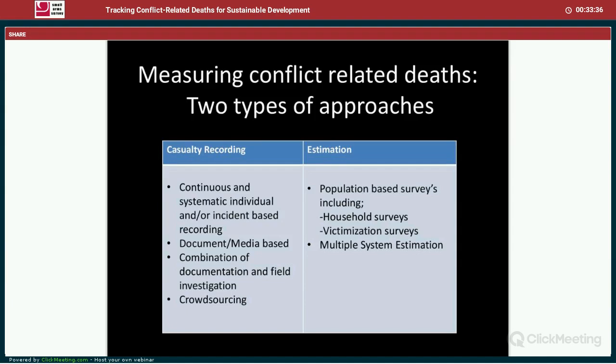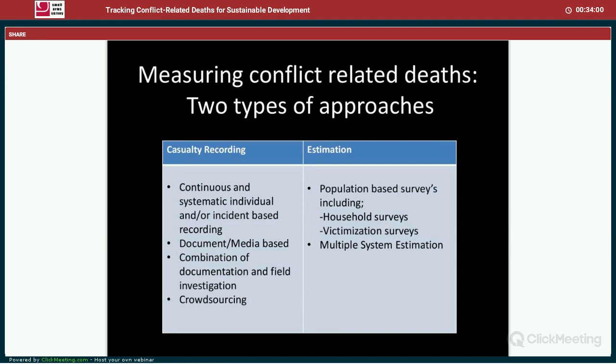Just to be clear on what we're talking about, casualty recording is what UCDP does. It's document-based, it could be investigation-based, and I've also included crowdsourcing because it was used by OHCHR at the beginning of the Libya conflict for the Libya crisis map. Estimation covers all types of surveys, excess mortality, and multiple system estimation.